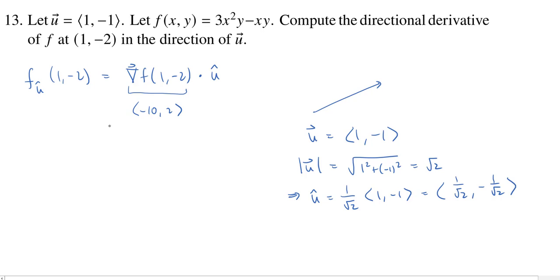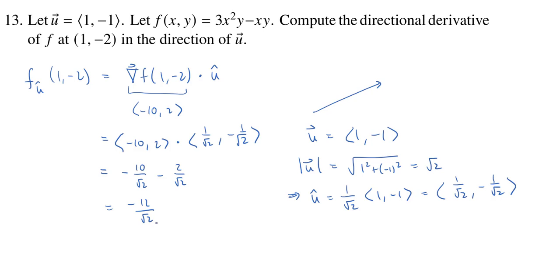Now we can compute this dot product. It'll be the vector (-10, 2) dotted with (1 over root 2, -1 over root 2). We'll just use the algebraic version of the dot product, where we multiply the corresponding components and then add. So we end up with -10 over root 2 minus 2 over root 2, or -12 over the square root of 2. And there is our directional derivative.